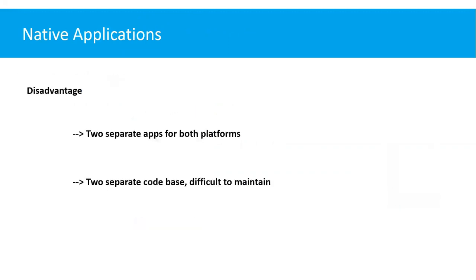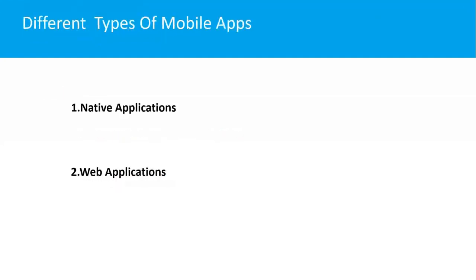Here, there are a few disadvantages in the case of native applications. We need to maintain two separate code bases, and the second disadvantage is that we have to maintain separate teams. What happens is, if you want to do any small modification, we need to perform this modification in both the code bases. So to avoid these drawbacks of native apps, we go with web applications.